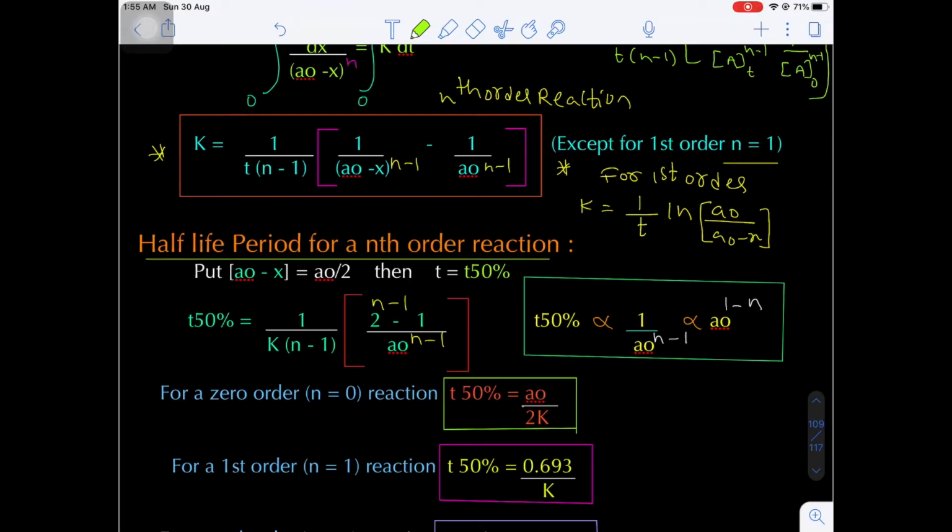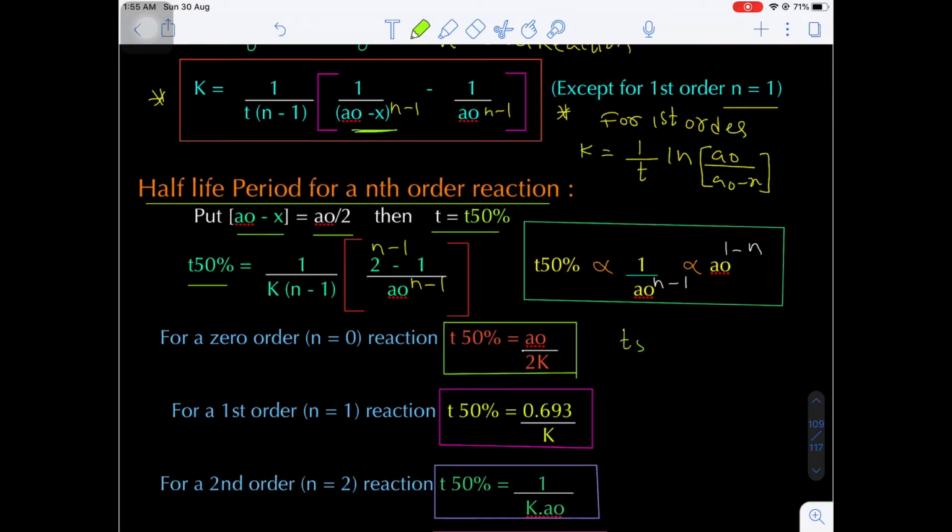Now here put the concentration of reactant at time interval t, that is a naught minus x, equal to a naught by 2. That means 50% of the reaction is completed. Then the time required is called half-life, t50 or t1 by 2. So t50 will be equal to 1 by k into (n minus 1). Now instead of a naught minus x, you write a naught by 2 to the power n minus 1. The 2 goes to the numerator, so 2 to the power n minus 1. In the denominator, (a naught minus x) to the power n minus 1 is common, so the LCM is a naught to the power n minus 1.